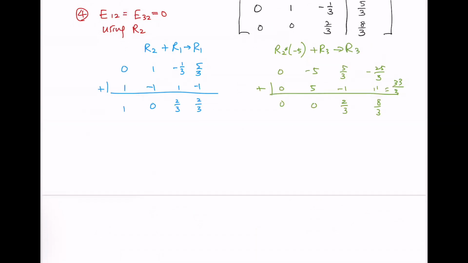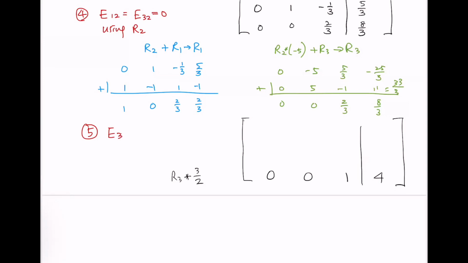I'm going to copy down this row 3. I'm going to multiply R3 times 3 over 2. If I do, I'm going to have 0, 0, 1, 4, and that is actually step number 5. E3,3, we want to make it 1. That's what we did here.